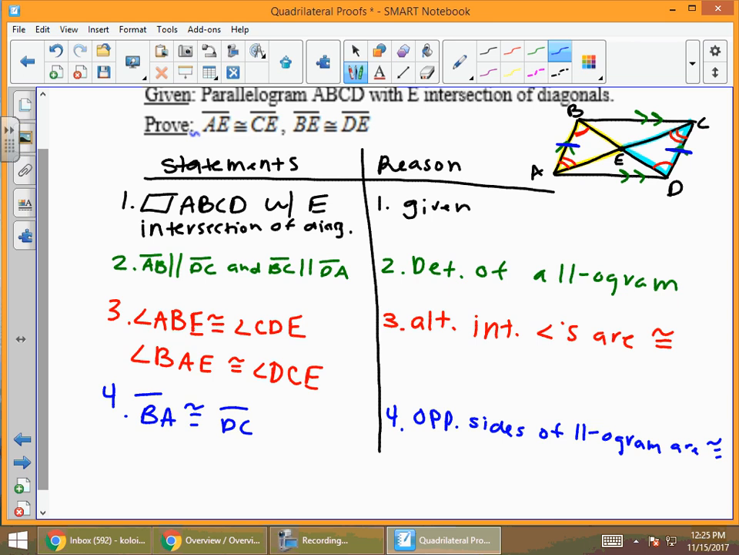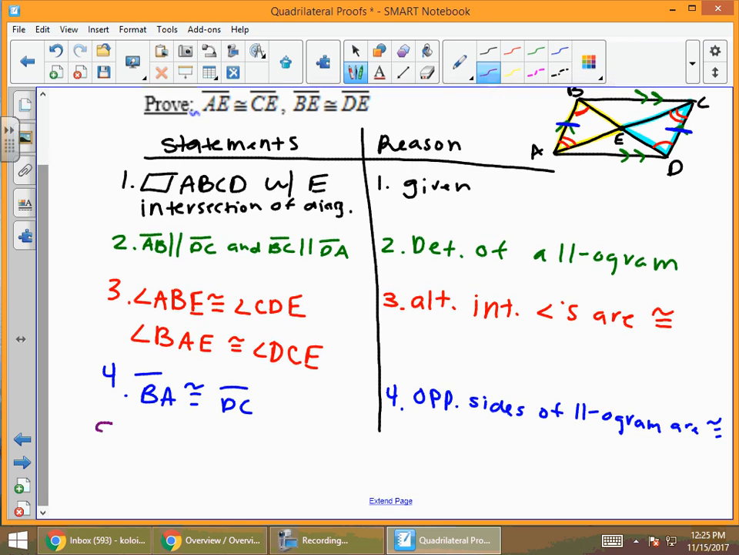Now we have three parts. How are these triangles congruent? What reason can we put? Angle, side, angle. So we're going to say, again, you can just steal one of these angles up here. Just put a triangle symbol. ABE is congruent to triangle CBE by angle, side, angle.